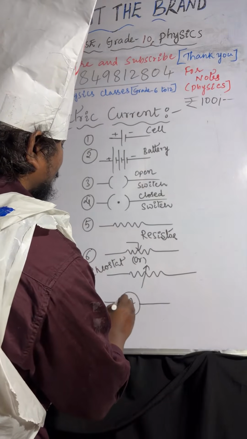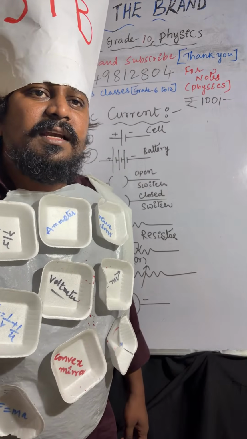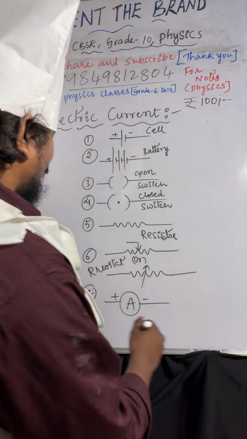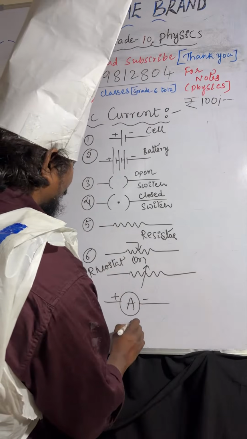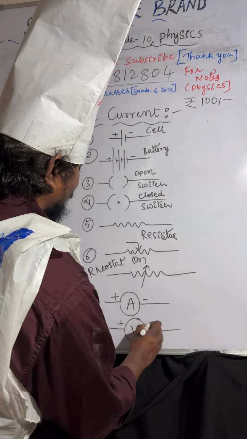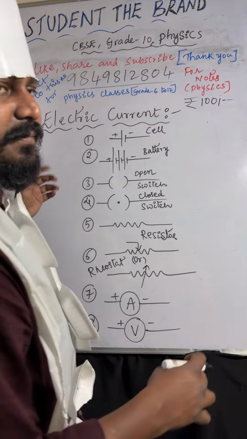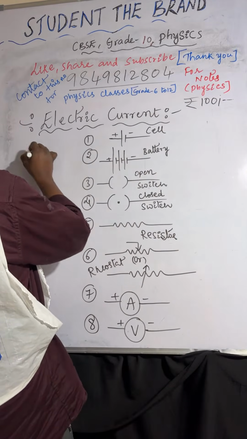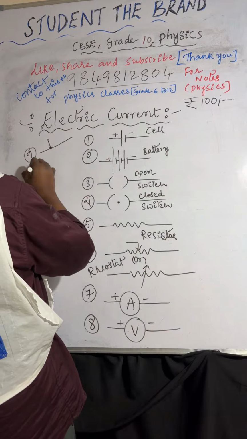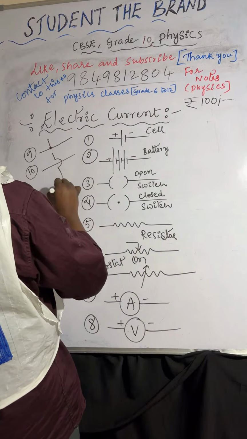An ammeter is a device which is used to measure the electric current in the circuit. And the eighth one is voltmeter. A voltmeter is a device which is used to measure the potential difference. Next one, the ninth, wire joining. The tenth one is wire crossing. And the eleventh one is bulb.